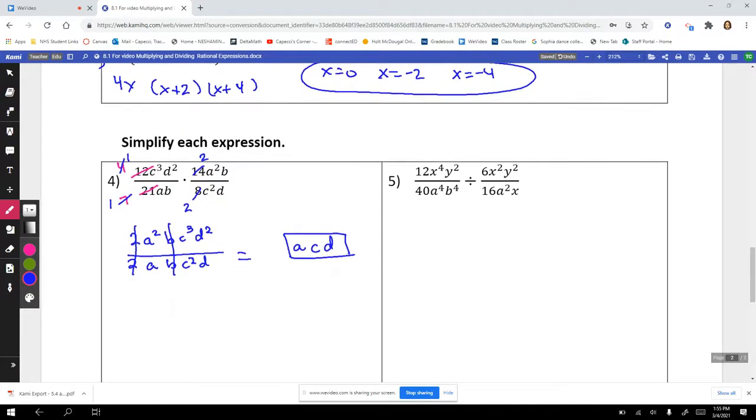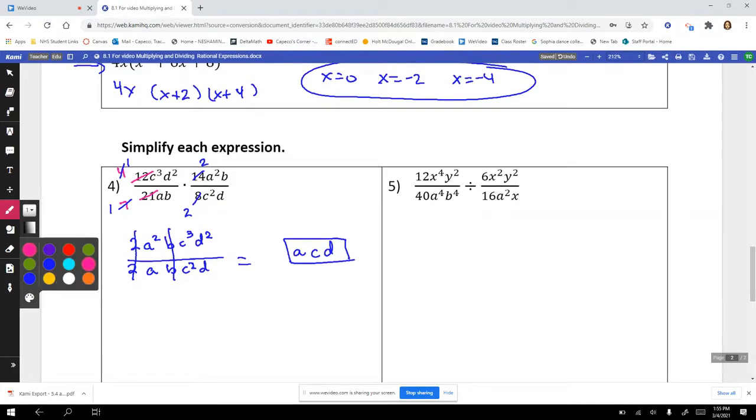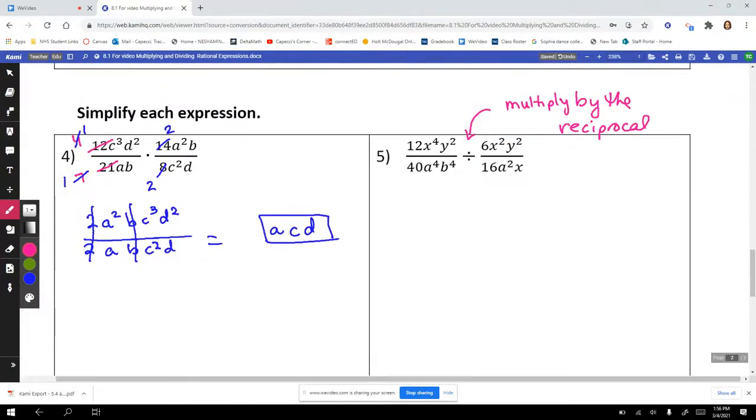Okay, let's move on to number 5. Now, in this one, we're multiplying. So remember, you multiply by the reciprocal. Just like you did probably in middle school or maybe 5th grade with regular fractions, the rules are the same. Okay, so I'm going to rewrite.